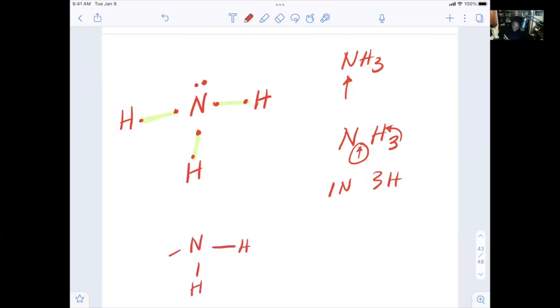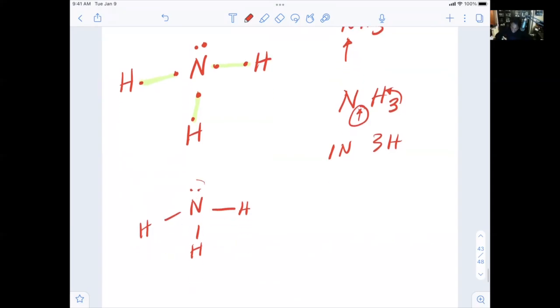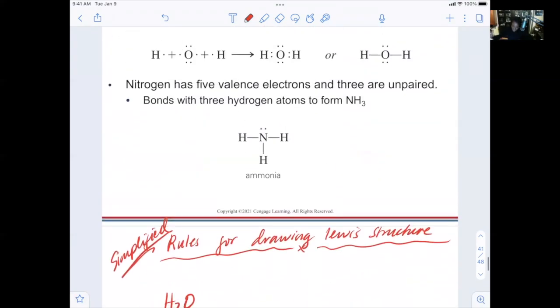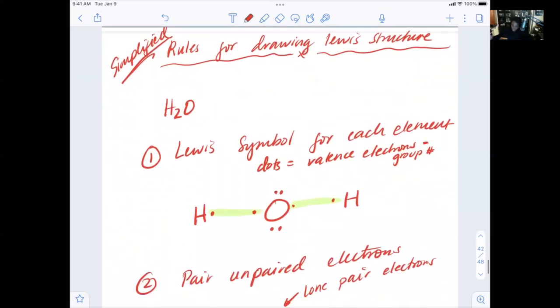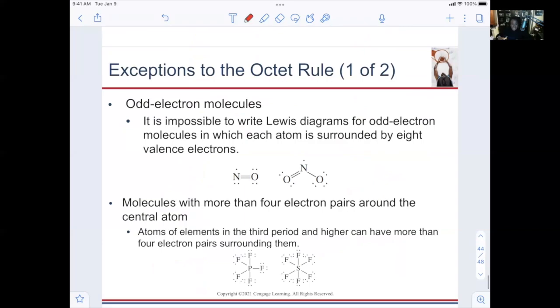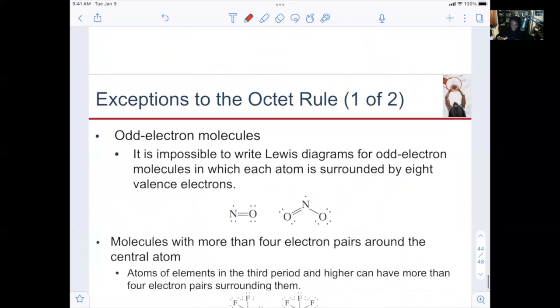N, H, H, H, with a lone pair. Okay, so you can see that the nitrogen in the middle is surrounded by 8 electrons, right? 2 here, 2 here, 2 here, 2 here. One bond equals 2 electrons. I hope you can see that, right? Okay, what else? Did I cover this pretty much? Yes, right there, done. Moving on to exceptions to the octet rule.